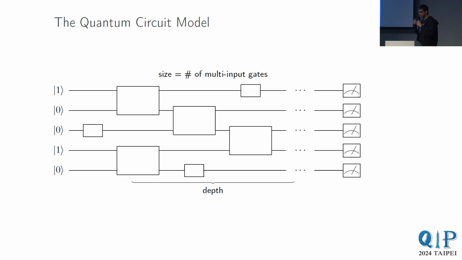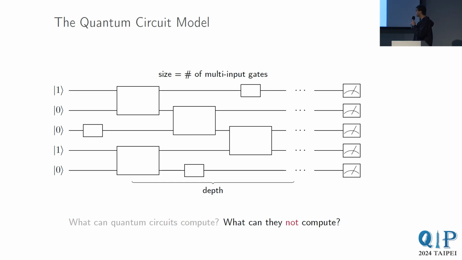And for the past 20, 30 years, we've been trying to figure out what these circuits are capable of computing. So we've designed some algorithms. We've gotten some understanding of this. But the focus of this talk is going to be on what these circuits cannot compute. So we want to try to find explicit problems and explicit tasks which are hard for circuits. Or in other words, we want lower bounds on the size of circuits for certain computational problems.